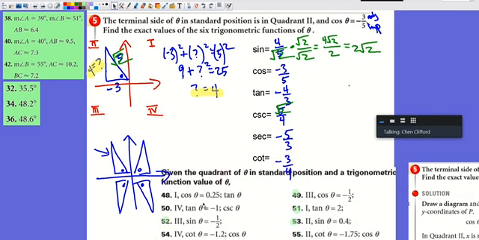Yep. You actually, so for some of these problems, you can do it without them telling you what the quadrant is.